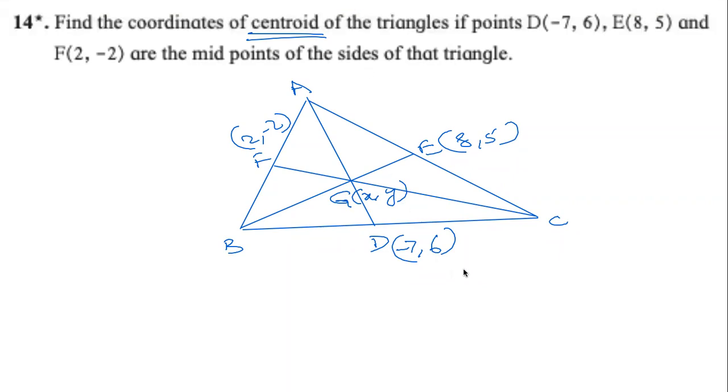So from the midpoints, maybe we will find the coordinates of the vertices. And then by using the ratio 2:1, using the section formula, we will be able to find the values of the X and Y coordinates for the centroid of this triangle.